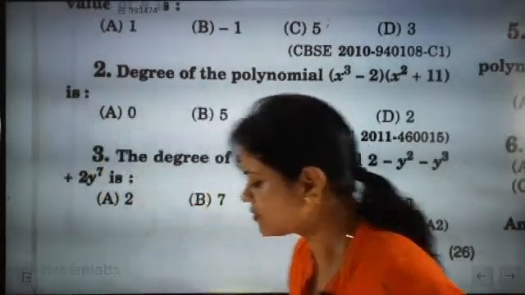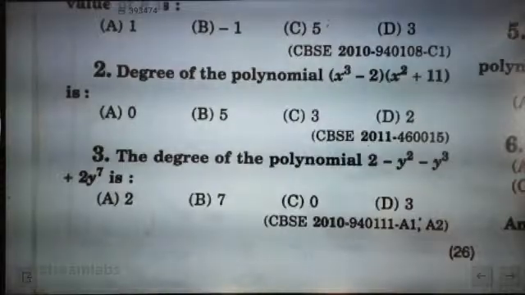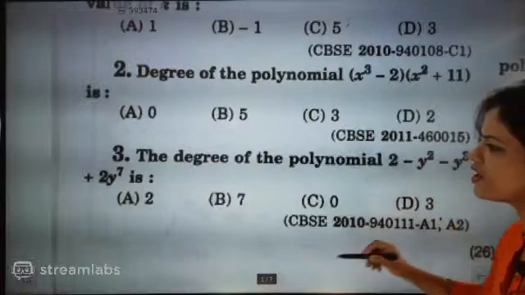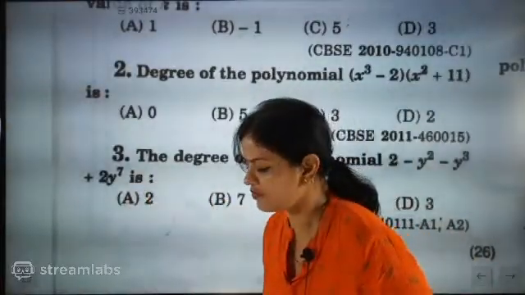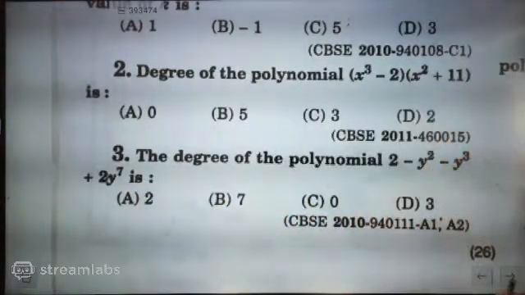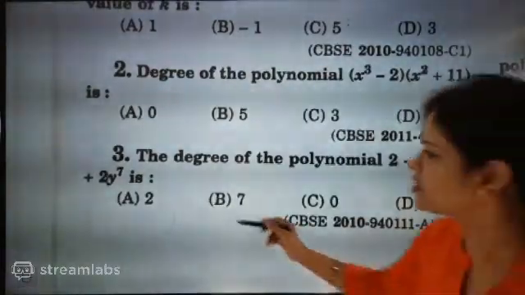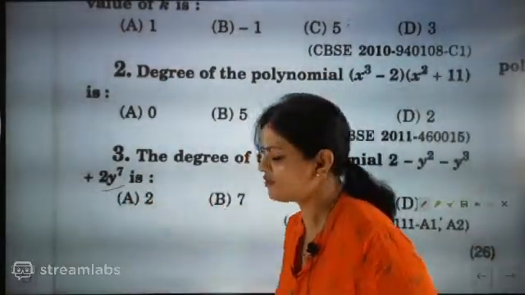Sharmila answered B. Now the degree of the polynomial 2 minus y square minus y cube plus 2 to the power y7. It is also given plus 2y to the power 7.